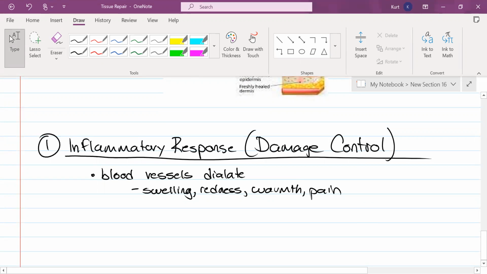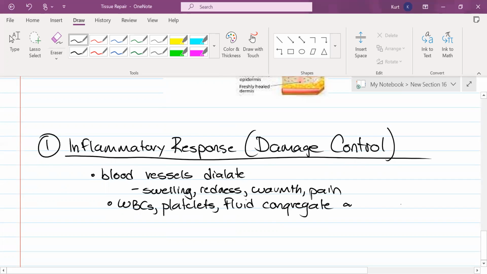Scout, what do the dilated blood vessels bring to the damaged area? Okay, white blood cells. They fight off any possible infection. What else? Platelets that can stop you from bleeding. And then just generally fluid. Congregate at the injury site.